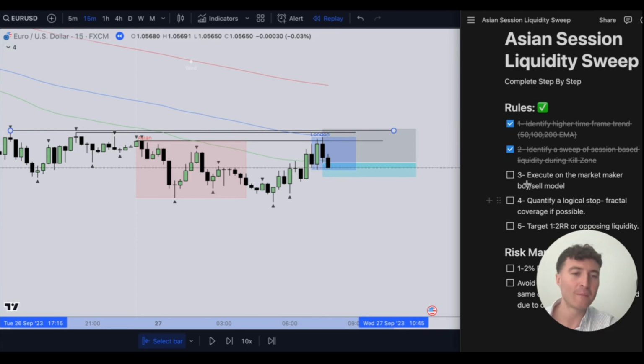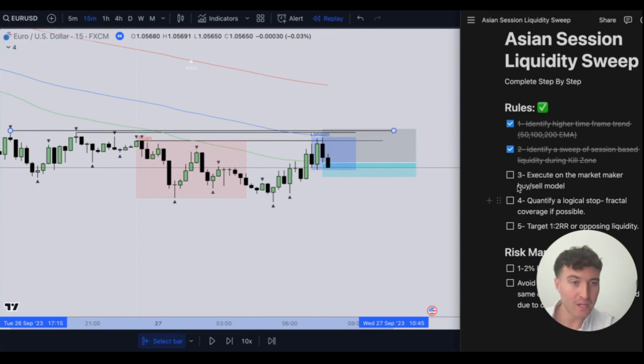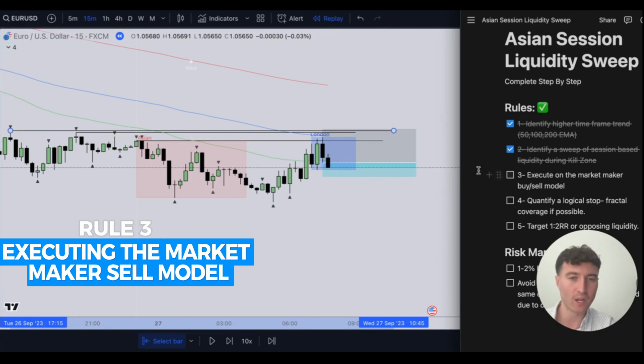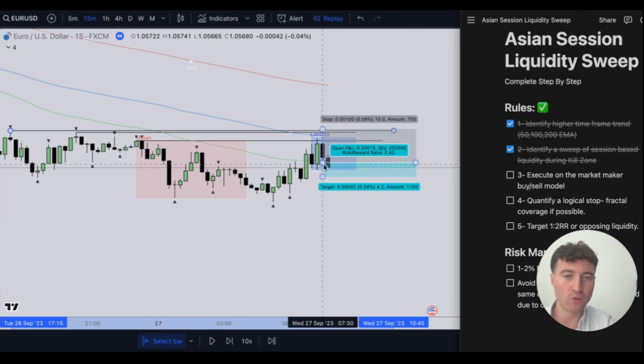Okay, so this is number 3, which is executing the sell model, the market maker sell model. This is number 3. Okay, so we've identified the sweep of liquidity. The sell model in this instance is a bearish candle confirming bearish momentum. Then we can look to short that trade on a break below that low, target above range liquidity right there.